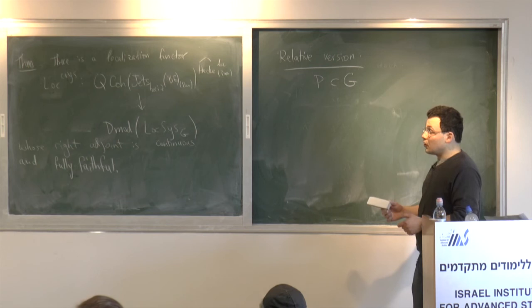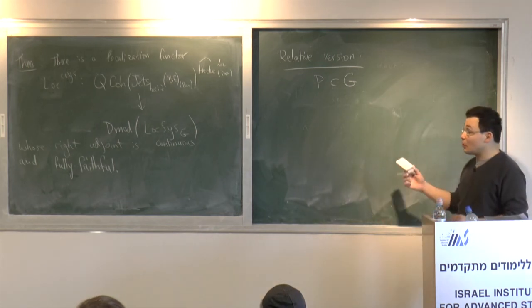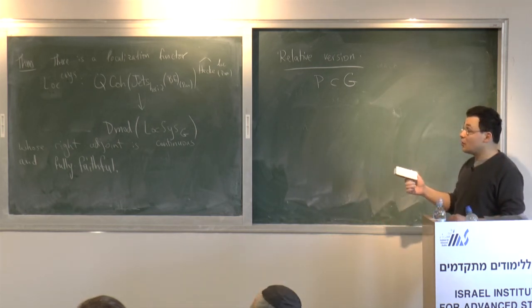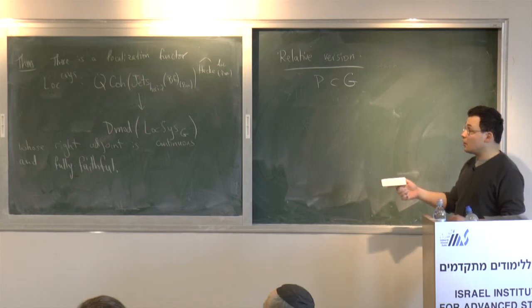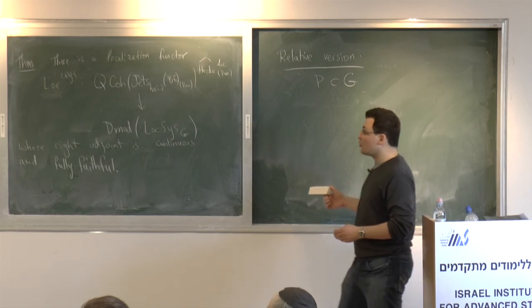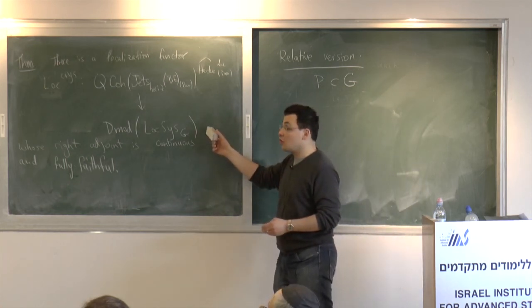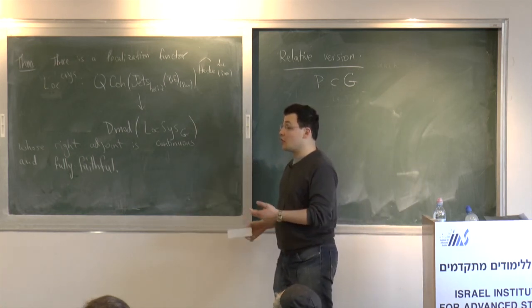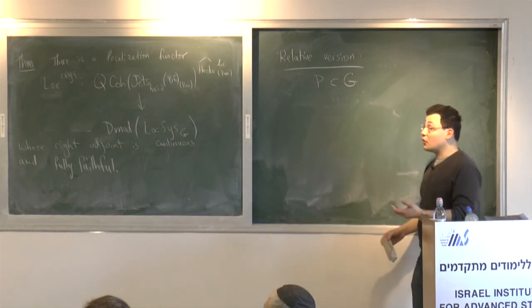I still have some time, and there were some other things I wanted to say. Not the relative version, the non-relative one. I wanted to say something about how to construct this functor, and relate it to the other statement about the Grassmannian, which I promised to do anyway.